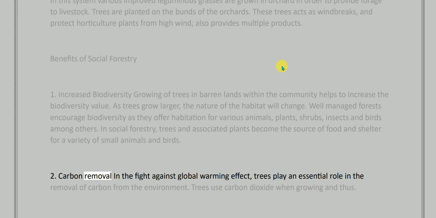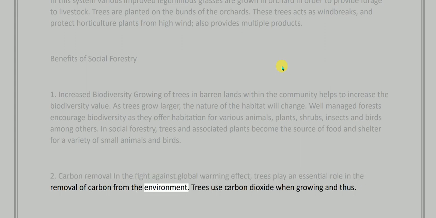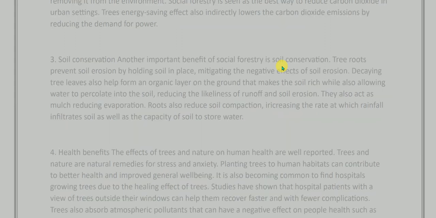2. Carbon removal. In the fight against global warming, trees play an essential role in the removal of carbon from the environment. Trees use carbon dioxide when growing and thus remove it from the environment. Social forestry is seen as the best way to reduce carbon dioxide in urban settings. Trees' energy-saving effect also indirectly lowers carbon dioxide emissions by reducing the demand for power.